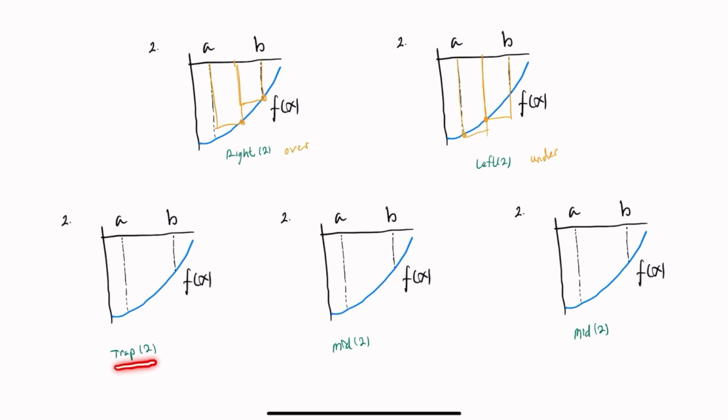Now let's move to trap of 2. Again, the first step is to mark our midpoint in the interval. Then I'm gonna start drawing straight lines going from A until I hit the curve, and then from the midpoint until I hit the curve, and then from B until I hit the curve. And then I'm going to connect these points by a straight line.